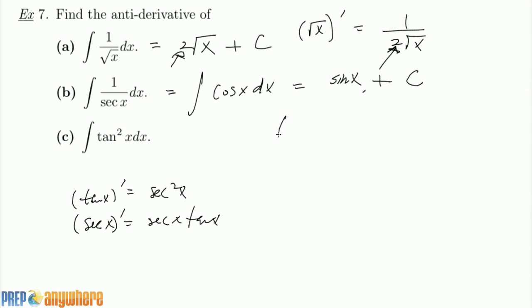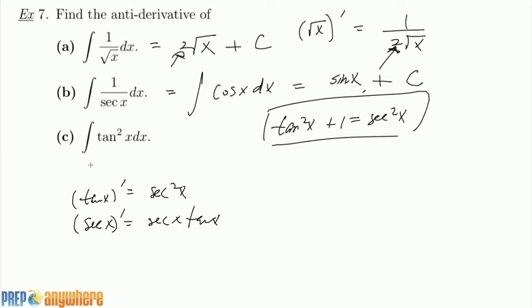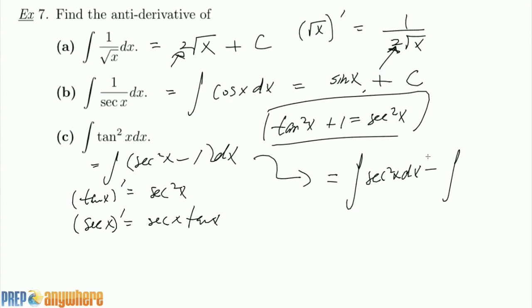However, we do know this. Tangent squared x plus 1 is equal to secant squared x. So I can change that into secant squared x minus 1. Okay. You can see that would be tangent. And this would be just x, actually minus x. Plus some constant. Don't forget the constant.